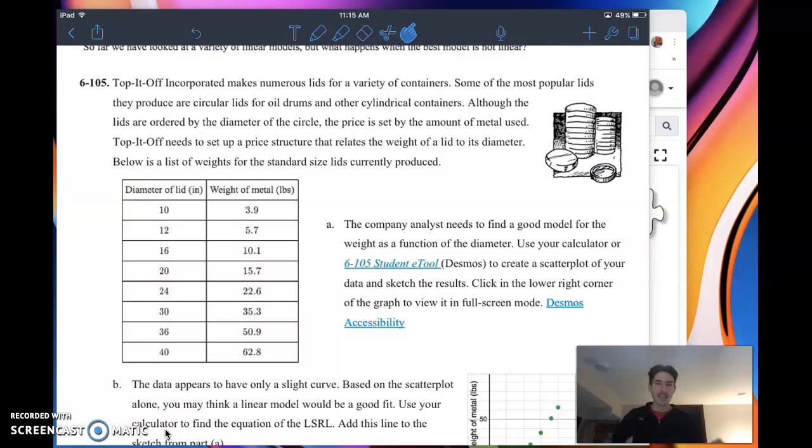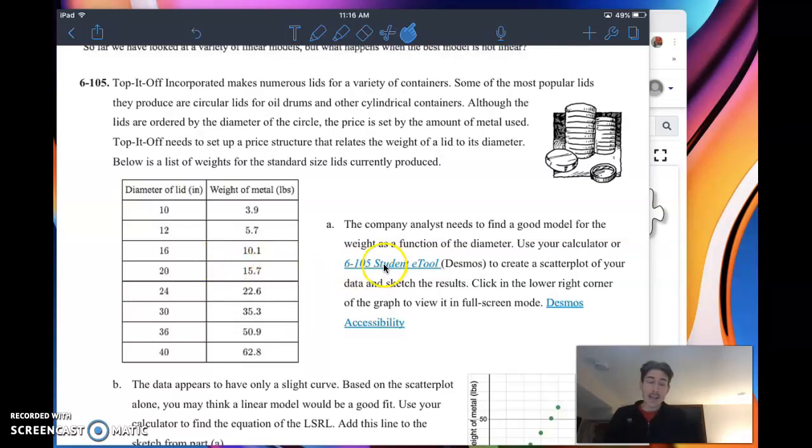Okay, so we've got our data here. We've got the diameter of the lid and the weight of the metal. Diameter is in inches, weight is in pounds, and the company needs to find a good model for the weight as a function of the diameter. That means diameter is going to be our explanatory variable, x, and the weight of the metal is going to be our response variable, y.